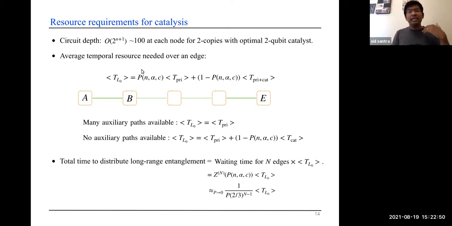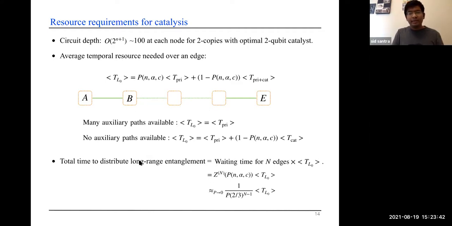We also need to keep in mind the temporal cost of achieving these entanglement transformations over each edge, because if the expected temporal cost over each elementary segment is known, then one can essentially calculate the total time to distribute long-range entanglement by multiplying this temporal cost over each segment by the waiting time over all the network edges. The waiting time being the expected number of attempts after which all the segments will have a Bell state for entanglement connections to work at the intermediate nodes.